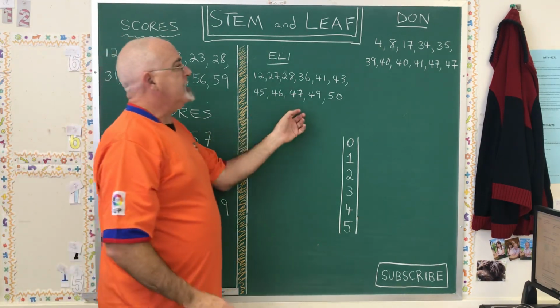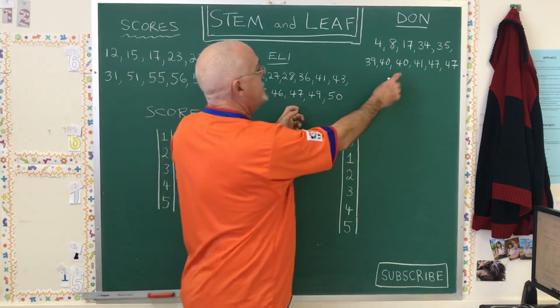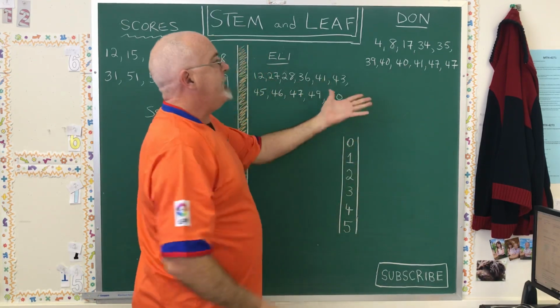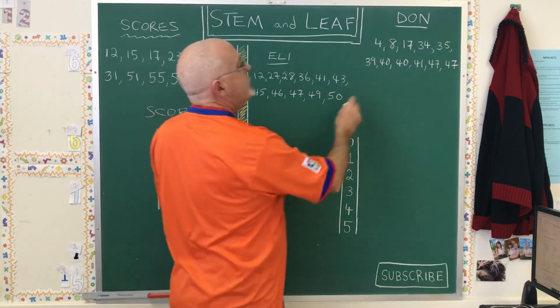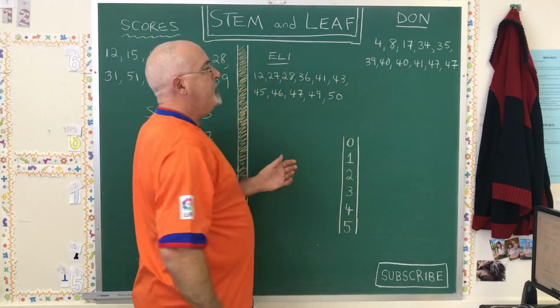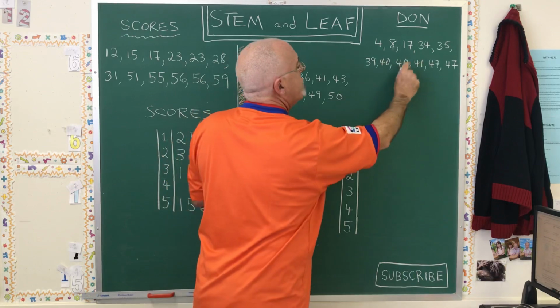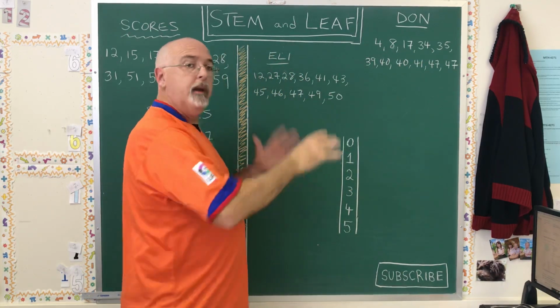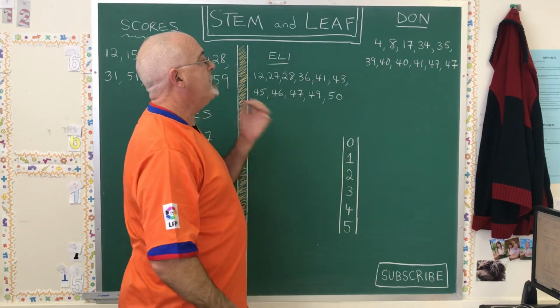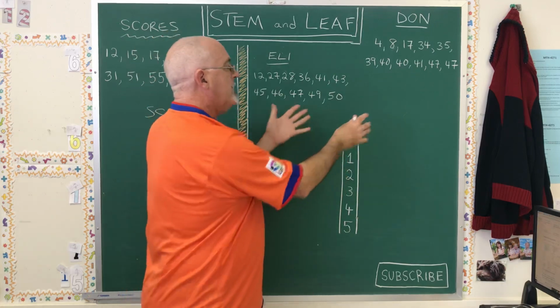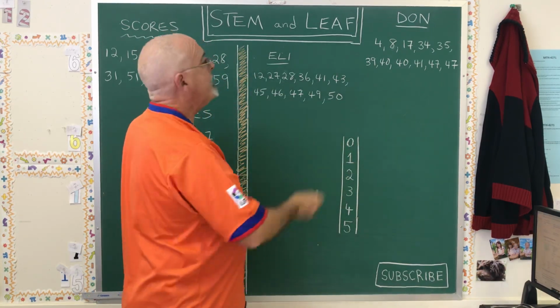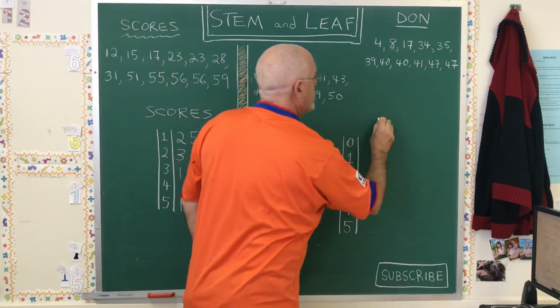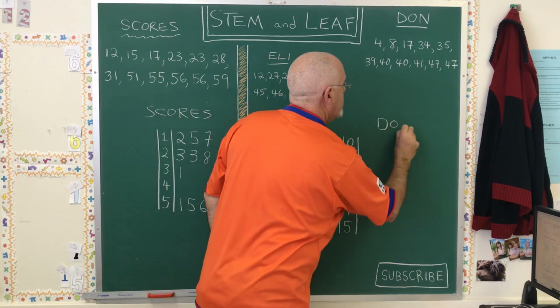In my second example, I actually have 2 sets of data. This is the grades on a quiz where the highest possible mark was 50 for 2 teachers named Don and Eli. Both teachers have 11 values, but it's not necessary for them to have the same amount of values. But we want to put them together on the same stem and leaf table so that we can compare them easily. So let's start with Don. I'm going to put Don on this side.